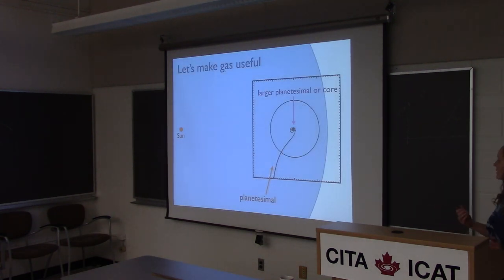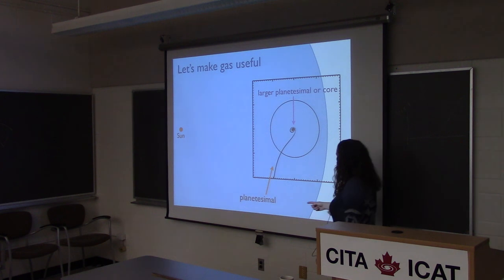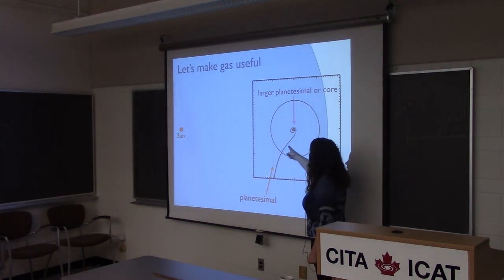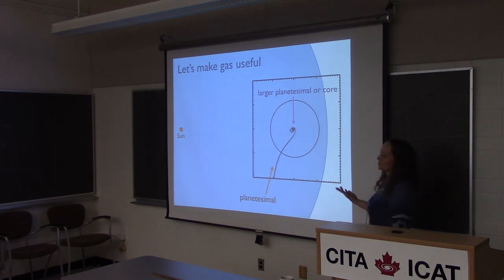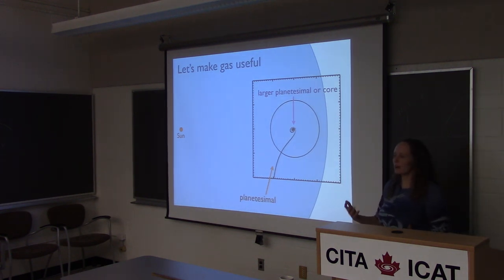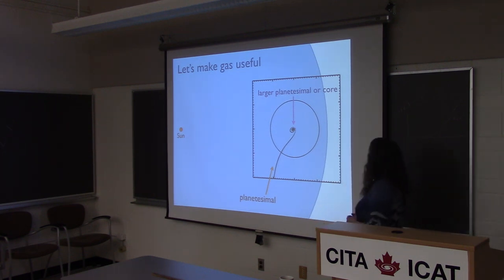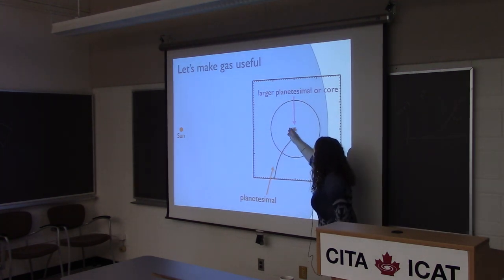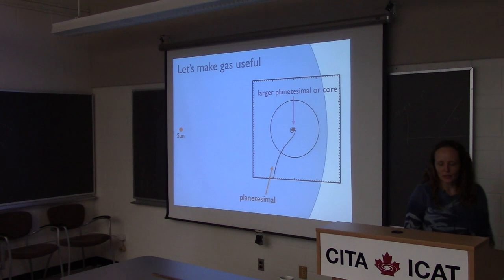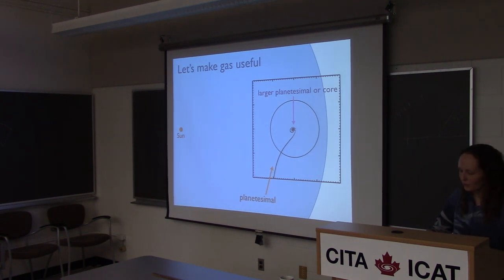But what you can do is make gas useful and use the gas in the disk to capture planetesimals into orbit around the core and then have their orbits decay into the center. This is very analogous, for those of you who are familiar with it, to ideas about binary formation in the Kuiper belt through dissipation with a small sea of planetesimals in the region. So the idea is you come in, you dissipate your relative kinetic energy, you get captured into orbit, and you accrete onto the core.